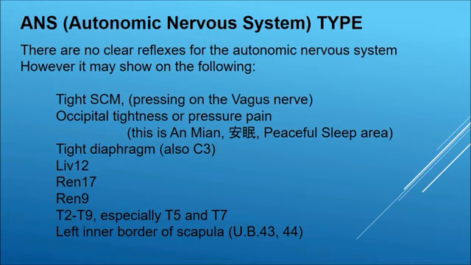might show up also. There may be tightness on liver 12 at the top of the thigh and pressure pain on REN 17 and REN 9. On the back, there may be tightness on the upper thoracics, T2 to T7, especially at T5 and 7, as well as tightness on the inner border of the left scapula. The occiput might also show tightness or pressure pain in autonomic nervous system disorders. In long-term nervous system disorders, the adrenals are being taxed also, and kidney too may show pressure pain.